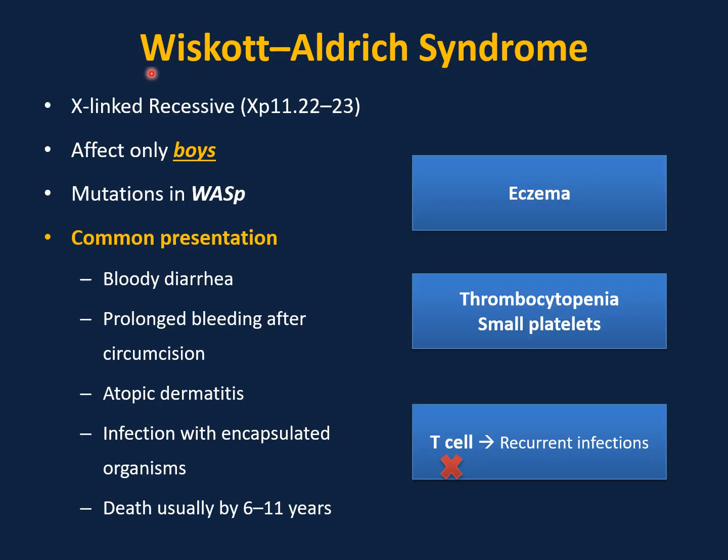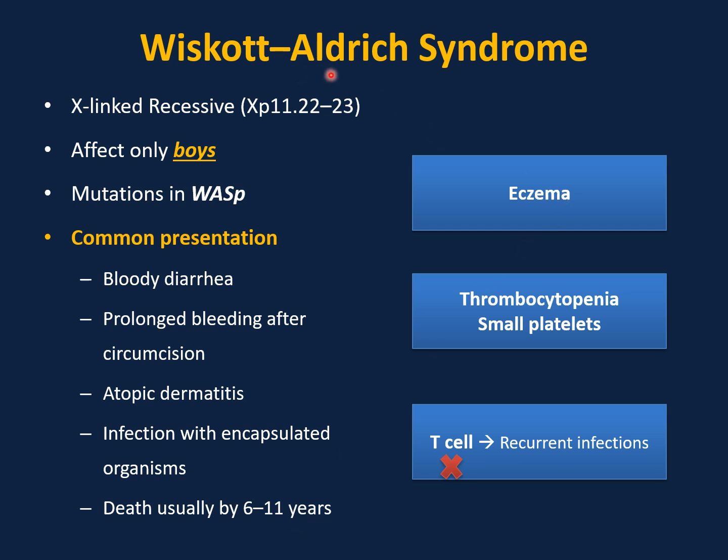Wiskott-Aldrich syndrome is a very interesting disease, very easy to remember. It is X-linked recessive, affects males or boys only because of mutation in the Wiskott-Aldrich syndrome protein gene. And the common presentation of this disease is bloody diarrhea, prolonged bleeding after circumcision, atopic dermatitis or severe eczema, recurrent infections with encapsulated bacteria, and death from recurrent infections by age 6 to 11 years.